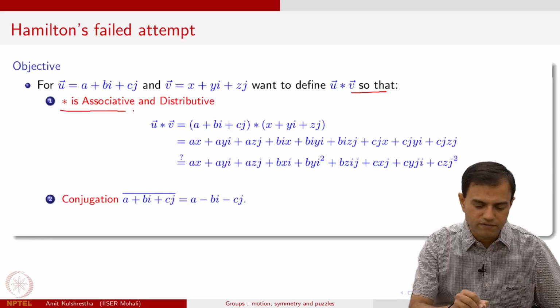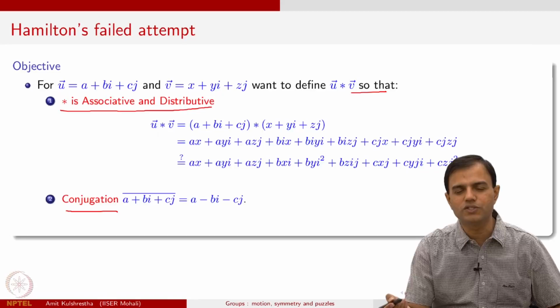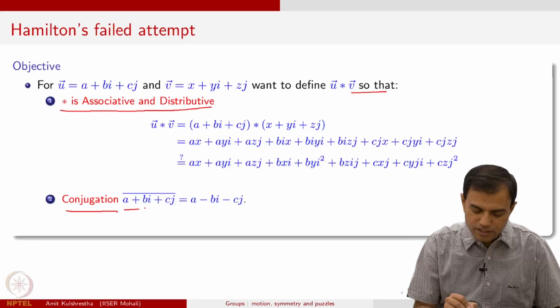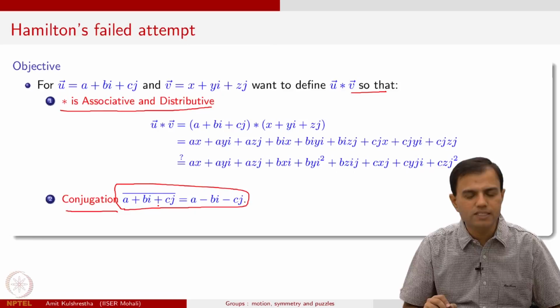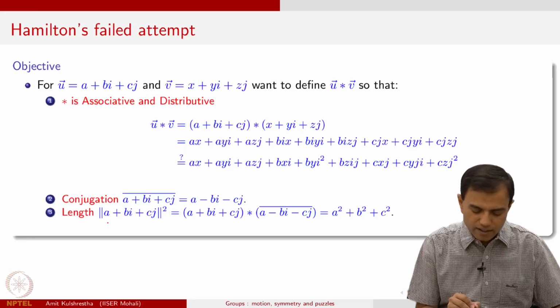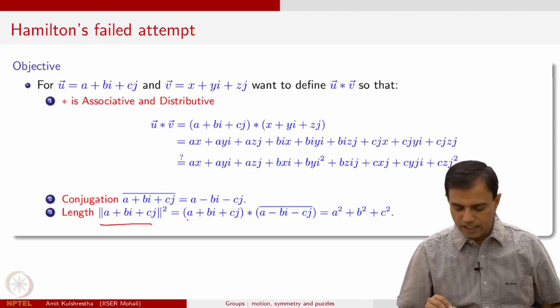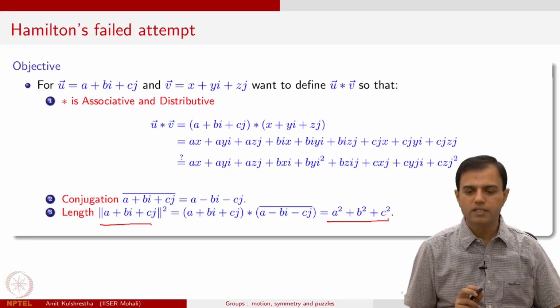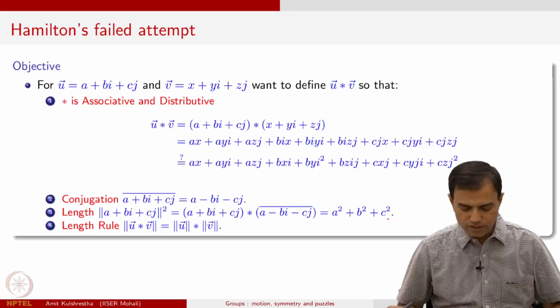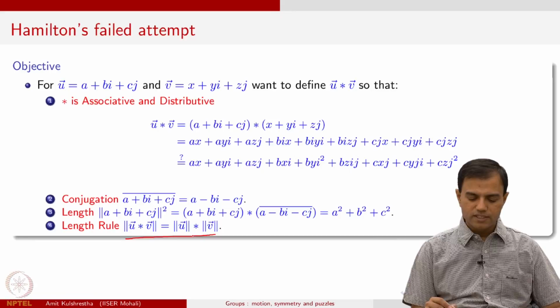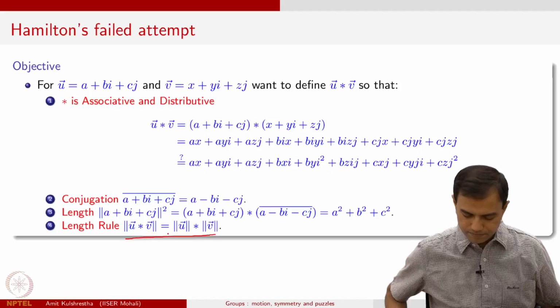So this is the first demand: associative and distributive. The other demand is that there should be conjugation. This is complex conjugation, right? Similarly, we expect a conjugation for the three-dimensional case, so a plus bi plus cj should have conjugate a minus bi minus cj. And as in the case of two dimensions, the concept of length is there, which is an element times its conjugate, and that should equal a square plus b square plus c square. Then we also want the length rule: for two complex numbers z1 and z2, the norm of the product is the product of the individual norms of z1 and z2. This is all we are expecting from our multiplication.